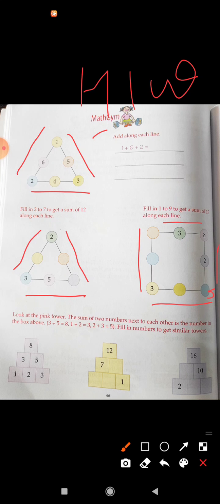Now look at the pink tower. Like this you have to do these one also. Okay, the sum of 2 numbers next to each other. Like this, 8 is the sum of this one, and 3 is the sum of 1 and 2, and 5 is the sum of 2 and 3. Like this you have to complete this one in books only. Now thank you everyone. Keep learning and stay safe at home.